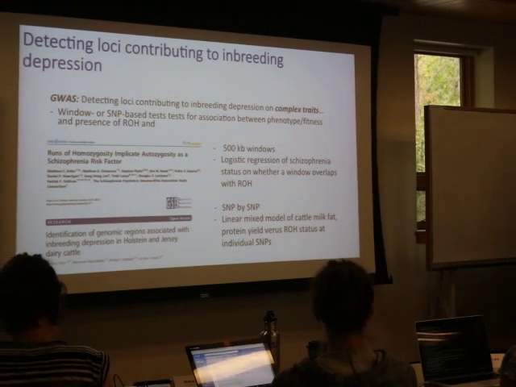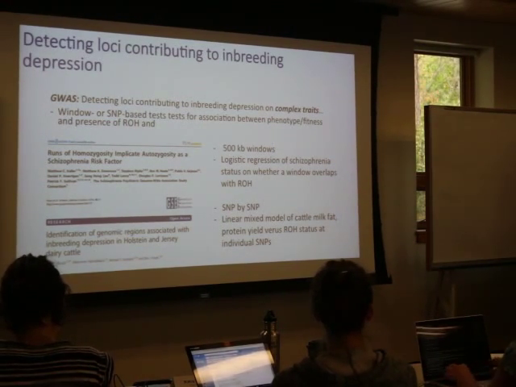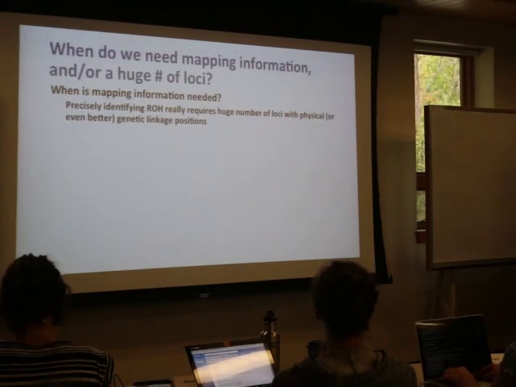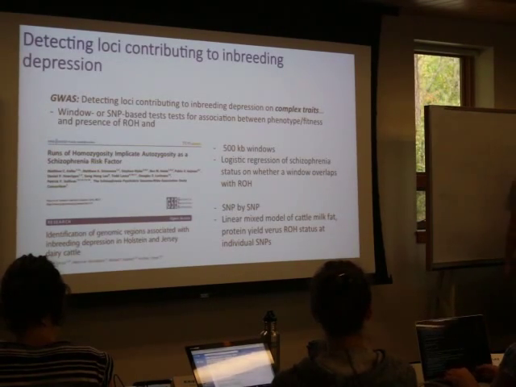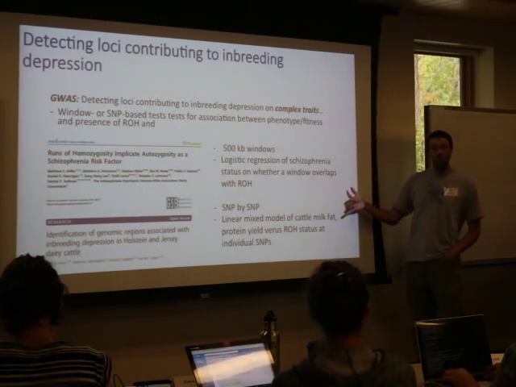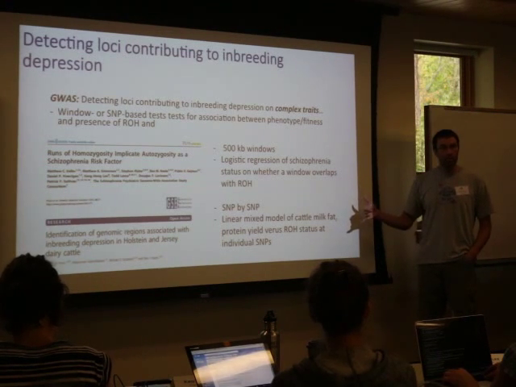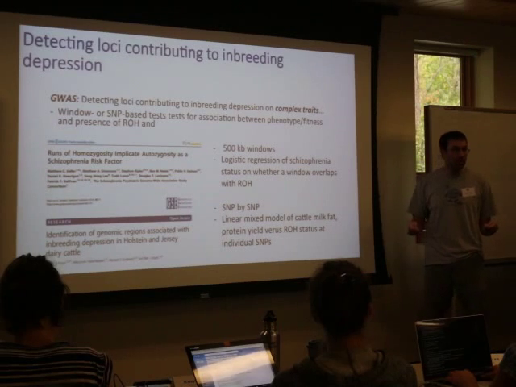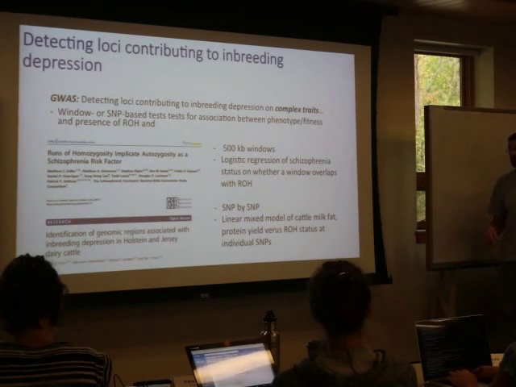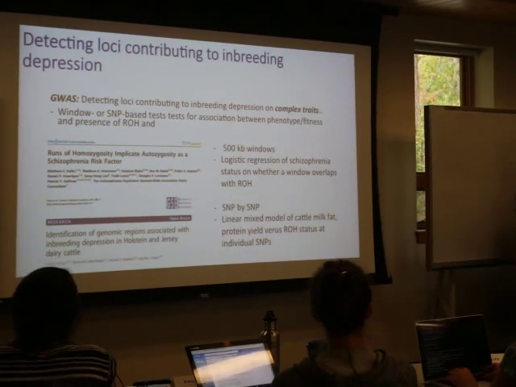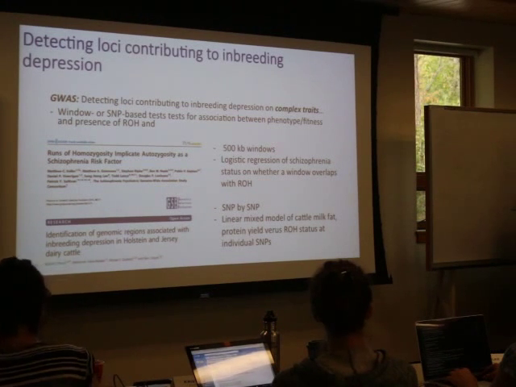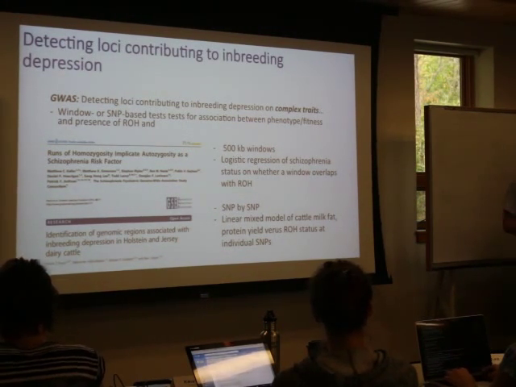So these are approaches that could be used in natural populations. I should say that the power of approaches like this might be quite low, except in very few circumstances where you have really large effect loci contributing to inbreeding depression. It'll be really interesting to see if those pop up in natural populations, and I'm somewhat skeptical about our ability to identify the mutations causing inbreeding depression on complex traits in natural populations.